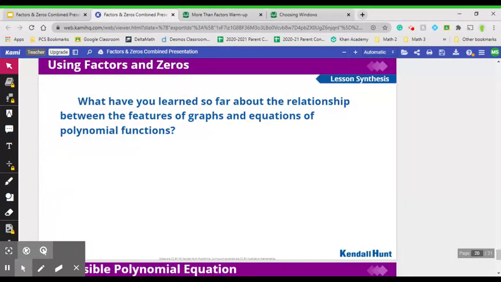Our lesson synthesis here is just some general things. I want you to think about what you've learned so far during these 3 parts of the factors and zeros lesson, and what you think the relationship is between features of graphs and equations of functions, and how zeros and factors play in with that. And also think about what questions you might have about that relationship between factors, zeros, and graphs, because they will become more important as we get further along into graphing polynomials.